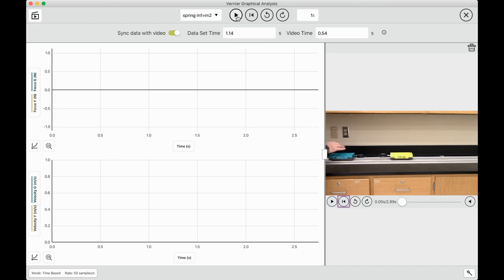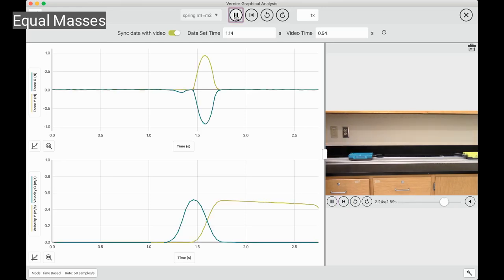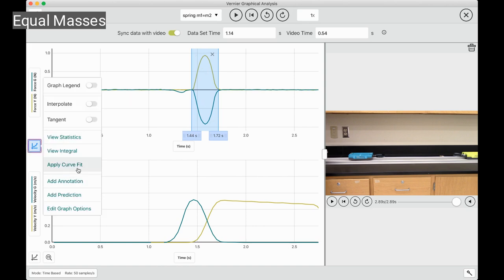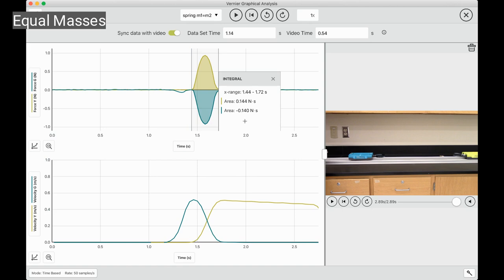And what I've done is I've synced up the data collection that I did with the time, and so we can watch that together. So what we see here is that there is a spike of force equal and opposite, corresponding, of course, to... notice the impulse. One gets a positive impulse, one gets a negative impulse, about 0.14 Newton seconds.